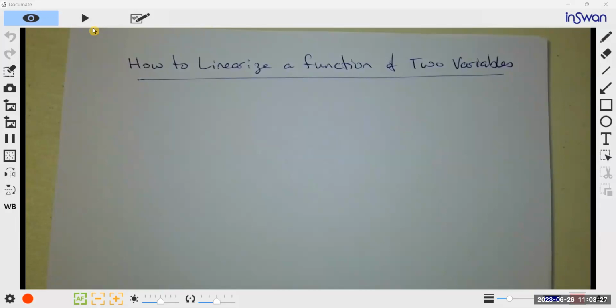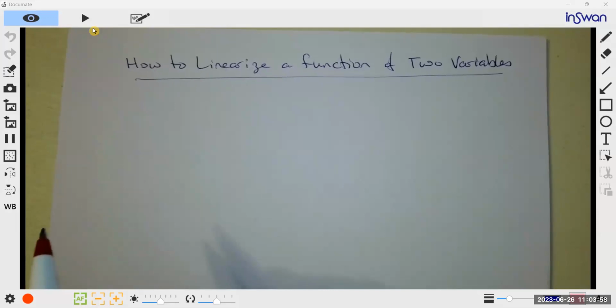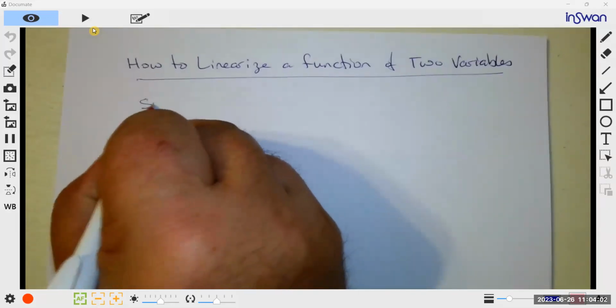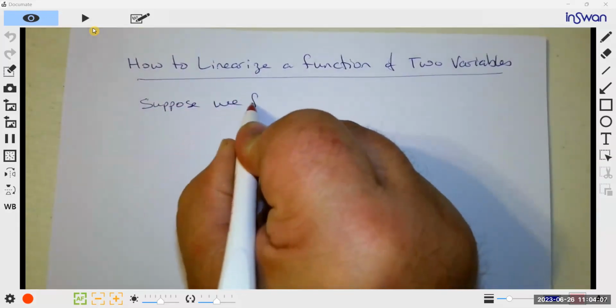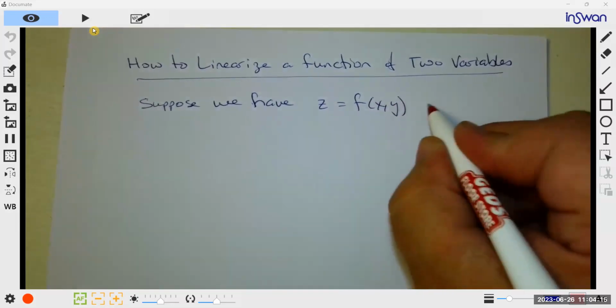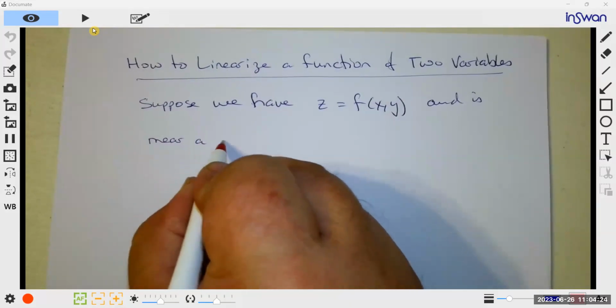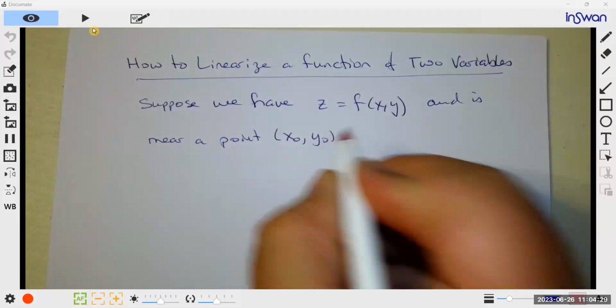This adds a new dimension of difficulty because, like trying to figure out the limit of sine x over x as x approaches 0, we have to use an approximation of another function. All right, so suppose we have z equals f of x, y, and it's near a point x sub 0, y sub 0.